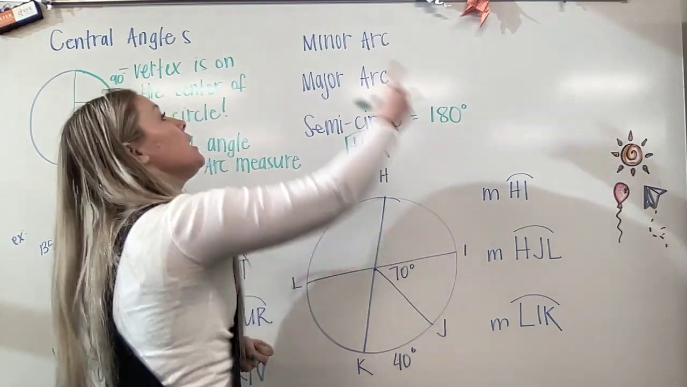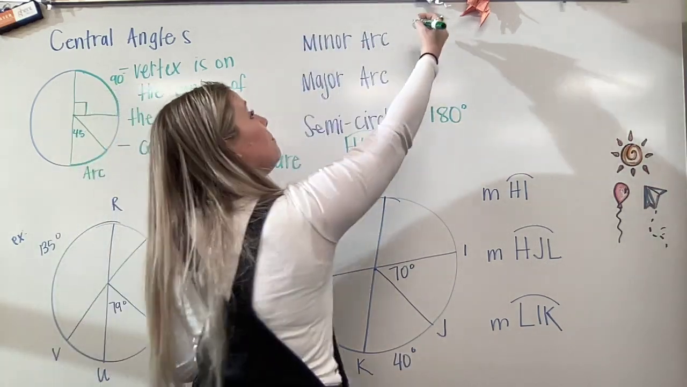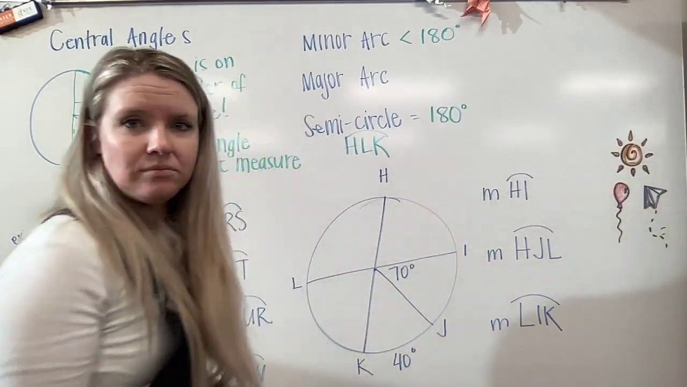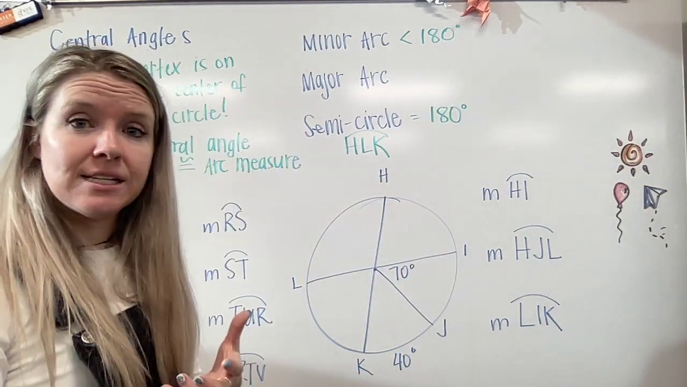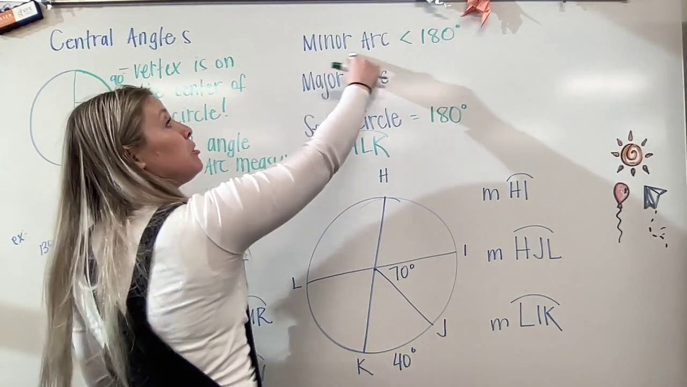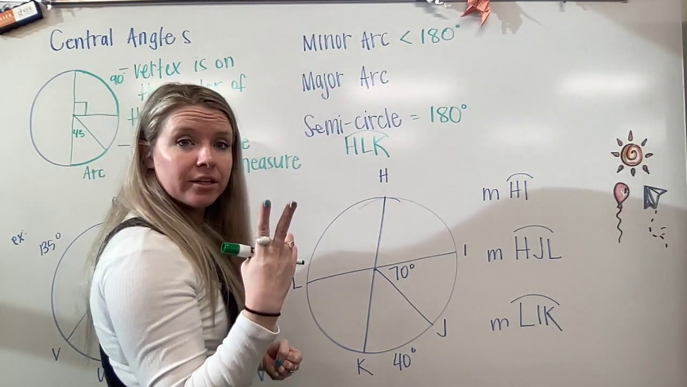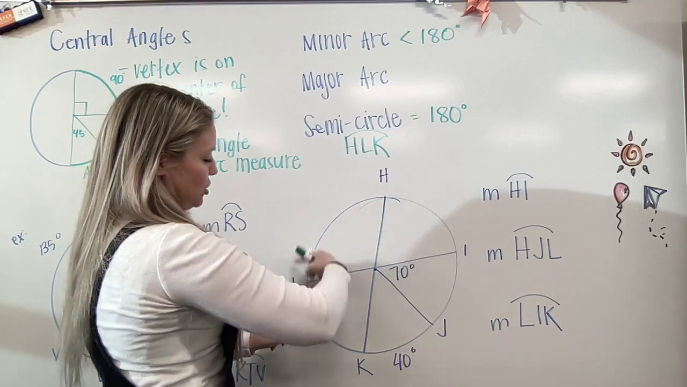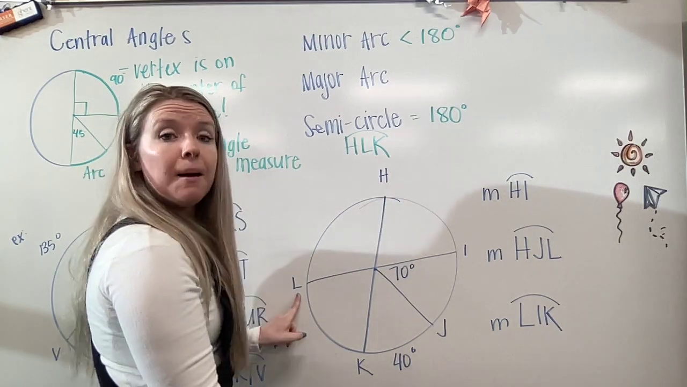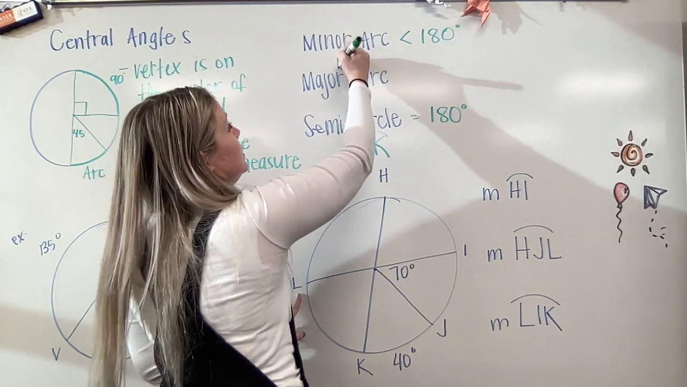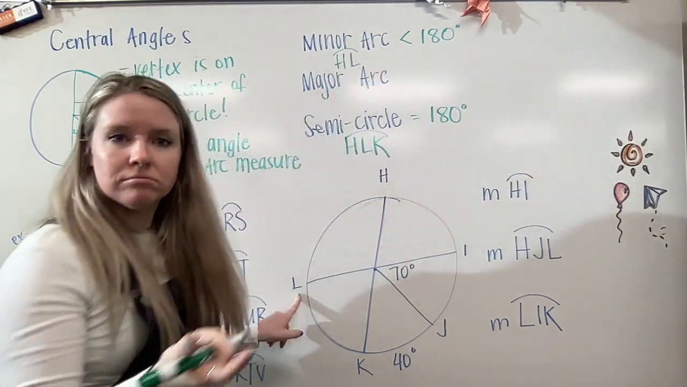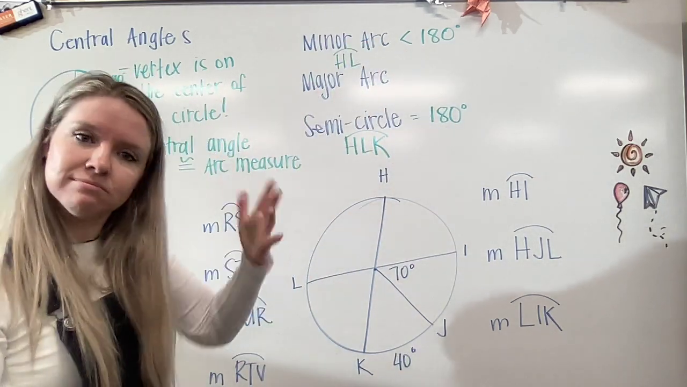All right? A minor arc is going to be less than 180 degrees. So it's smaller than a semicircle. And we're going to label a minor arc with just two letters. Okay, so again, looking at this diagram right here, I could say H to L is a minor arc. And I'm going to write it like this, an arc symbol to show arc HL. Make sense?